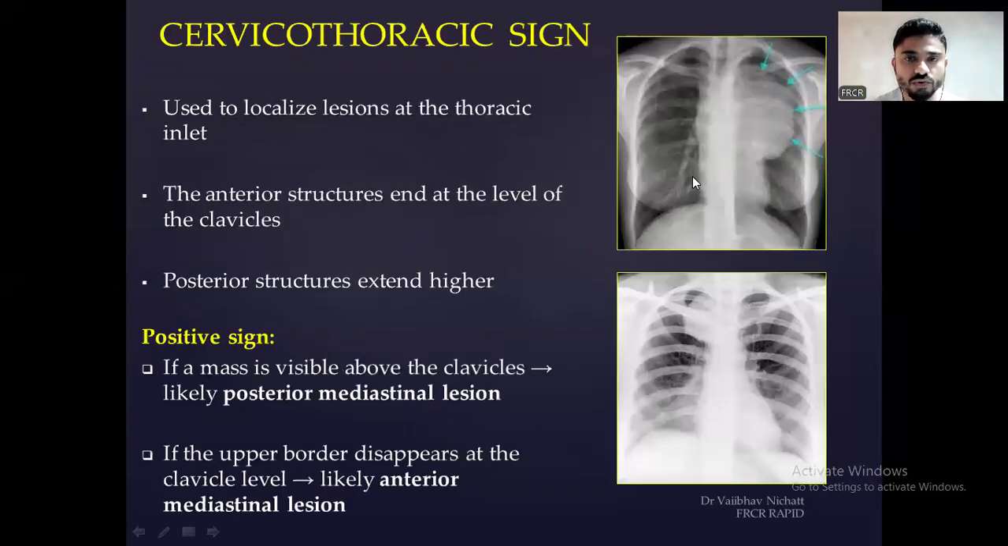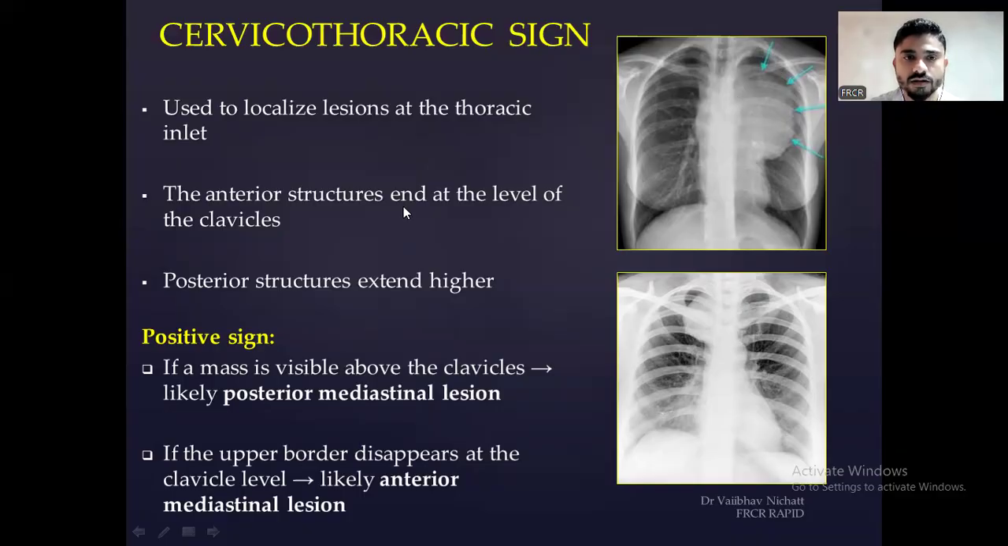Now coming to the cervicothoracic sign. There are two parts to it. We'll discuss the first part, then we'll go to the second part. The cervicothoracic sign is most commonly used when lesions are located at the thoracic inlet. You need to identify and categorize whether these lesions are situated in the anterior mediastinum or posterior mediastinum.